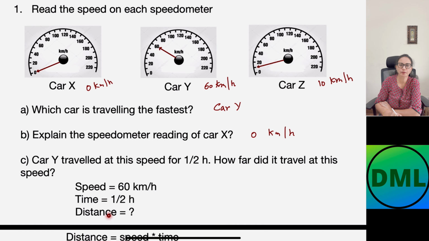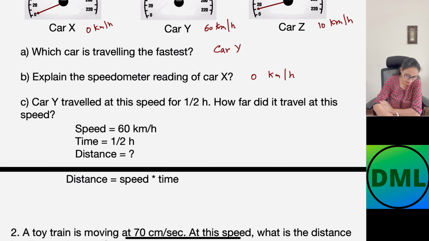So my distance formula will be speed multiplied by time. Let's multiply here. Speed is 60 multiplied by time, half an hour. If you cancel this out with the 2 times table, 2 ones are 2 and 2 threes are 6, and 30. This will be 30 km.